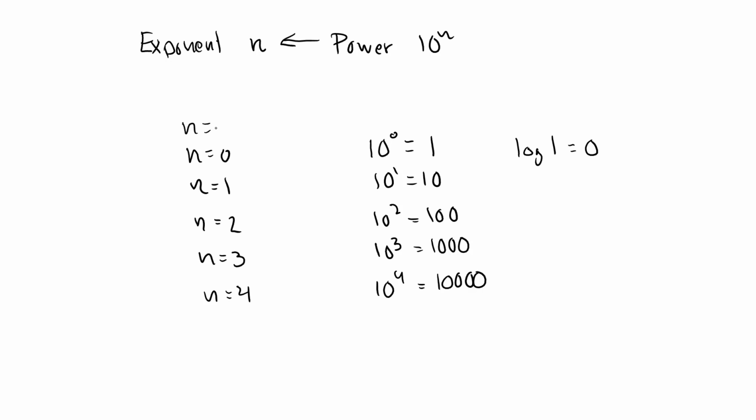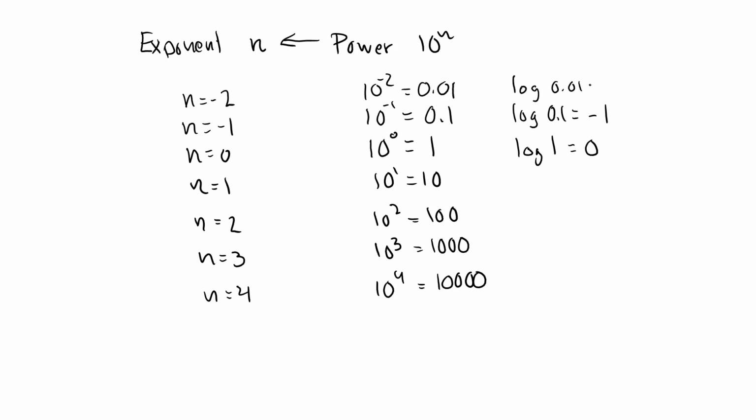If n is equal to minus 1, then we have 10 to the minus 1, which is defined as 1 divided by 10 to the 1, or 0.1. Therefore, the common logarithm of 0.1 is defined as minus 1. Similarly, for n equal to minus 2, 10 to the minus 2 is 0.01, and the common logarithm of 0.01 is minus 2. Let's look at powers with base 10, but where the exponent can be any real number.